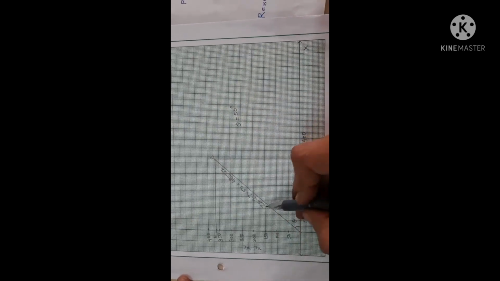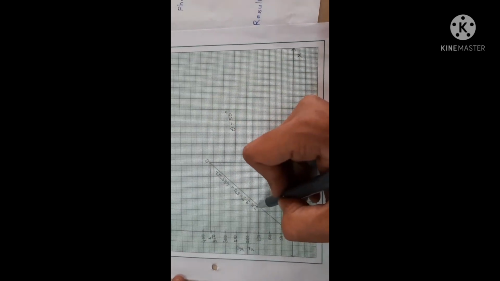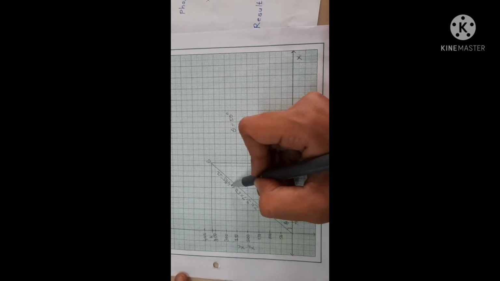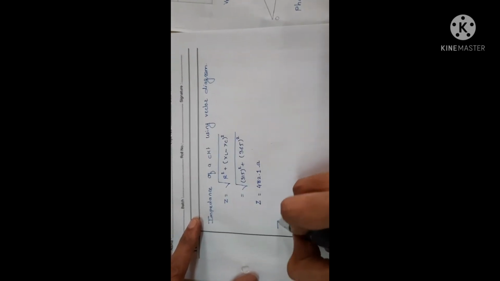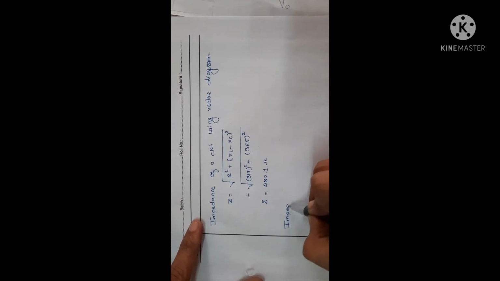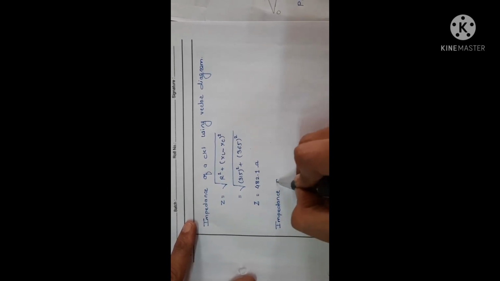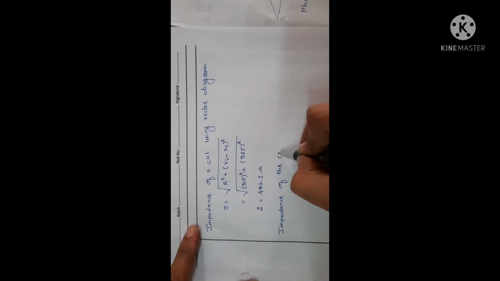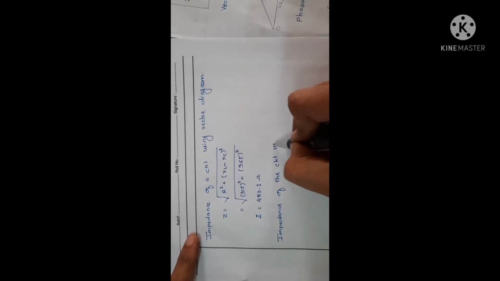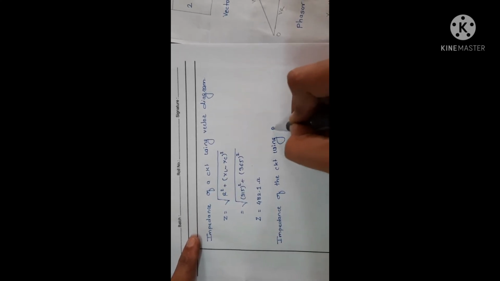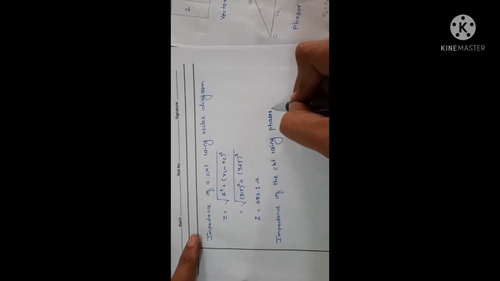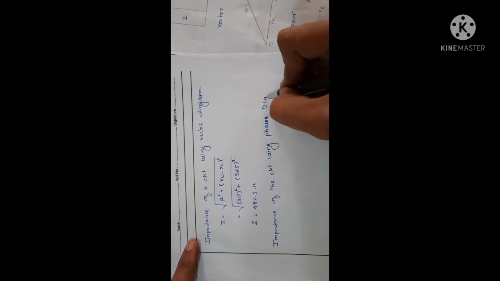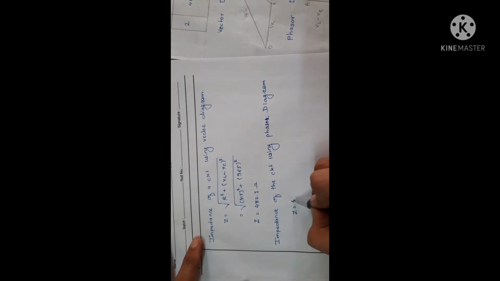Next quantity is impedance by phasor diagram, which we have already calculated. Impedance of the circuit using the phasor diagram, that is Z equal to 485 ohm.